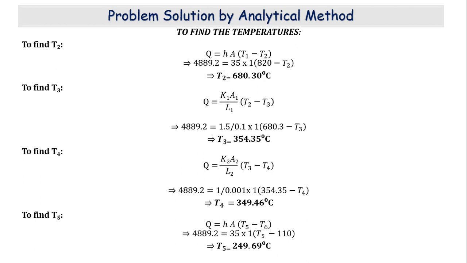The mode of heat transfer from the magnesia wall to the outer surface is through convection, and hence we shall be using this formula for calculating the value of T5. The H value is known and the A value is known. T6 is already given in the problem statement. On solving, we get T5 is equal to 249.69 degrees Celsius. So these are the values of T2, T3, T4 and T5.